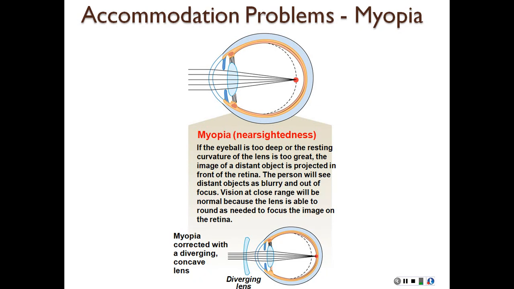So a person who has myopia is given corrective lenses that are diverging lenses, and that allows the focal point to fall right there on the center of the fovea centralis. So the eyeball is too long, the focal point ends up being before or in front of the retina. Okay? It's because the eyeball is too long.